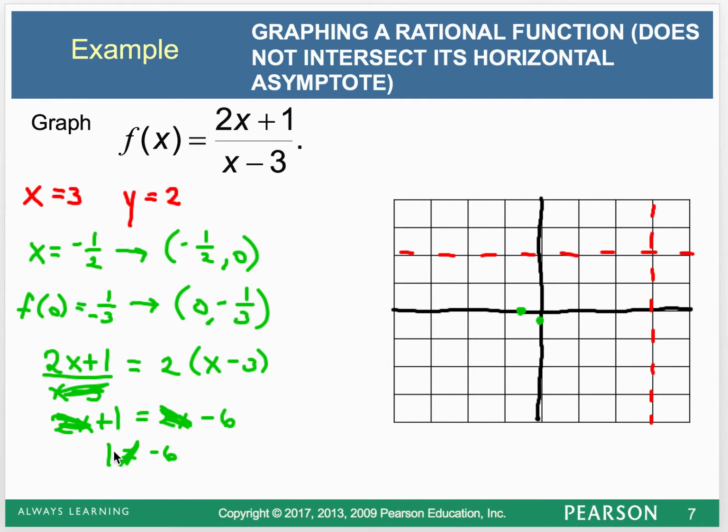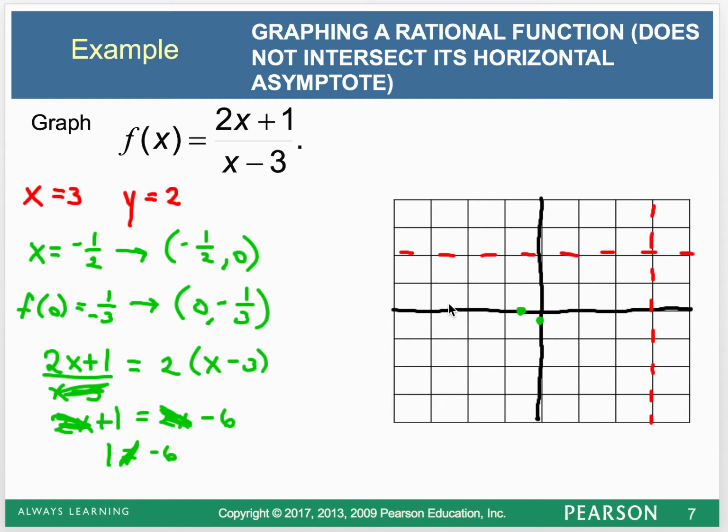If I would have gotten x equals negative 6, I'd know that when x is negative 6, it's on that line, and I'd have a point there. This is saying, no, it doesn't cross that asymptote. So then I just need a couple other points. I know everything I need to know about this.